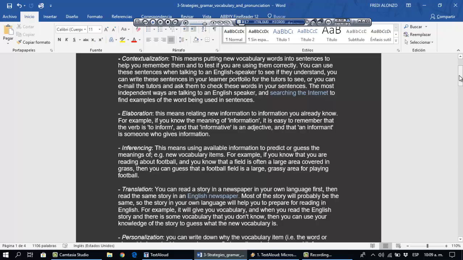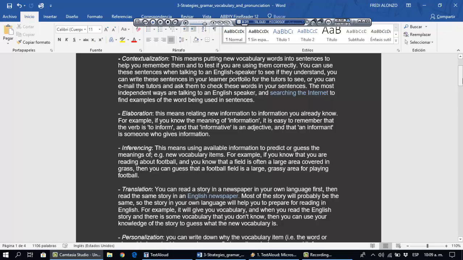The most independent ways are talking to an English speaker and searching the internet to find examples of the word being used in sentences. Elaboration. This means relating new information to information you already know. For example, if you know the meaning of information, it is easy to remember that the verb is to inform, and that informative is an adjective, and that an informant is someone who gives information.